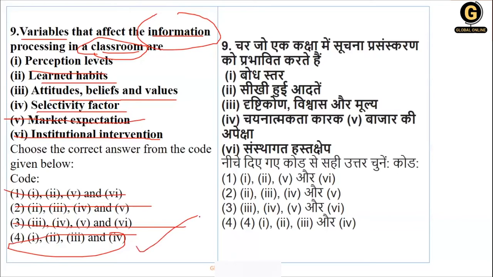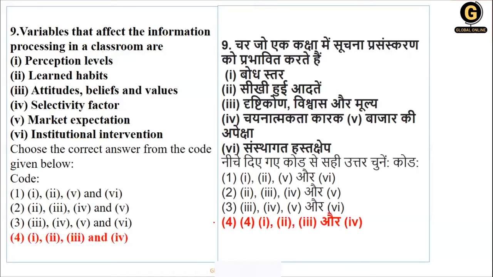So option number 4 is, see, market expectation will not be there. So wherever option 5 is there, just cancel it out. This method is the easiest. So option number 4 is your right answer.